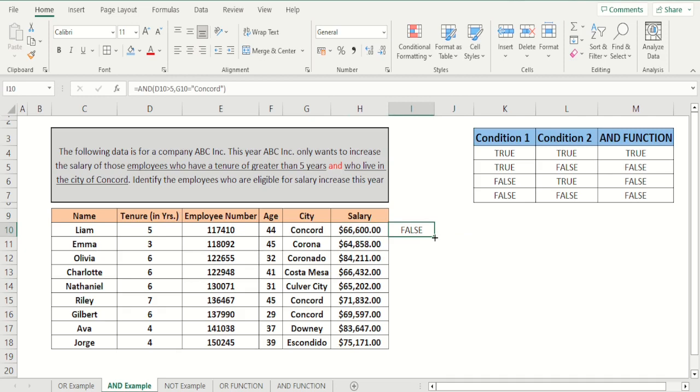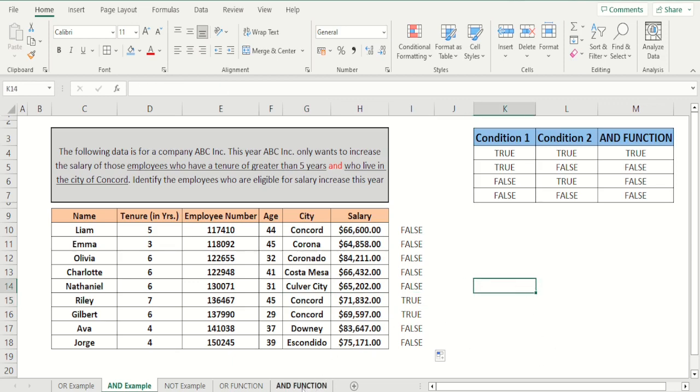Let's drag it for the other rows. We already see one false. Let's take a look at another false. For the second row, as you can see, both the conditions are in fact not satisfied, so the answer is false. Let's take a look at one true condition as well. In row number 15, you can see the tenure is greater than 5 years and the city is Concord. Since both the conditions are being met, the final result is true. So this is how the AND operator works.